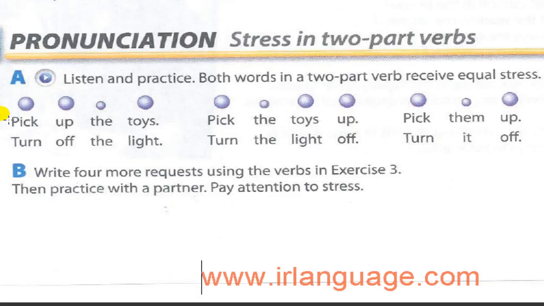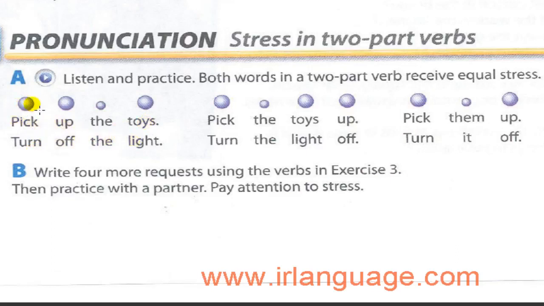Page 37, Exercise 4. Pronunciation. Stress in two-part verbs. Part A, listen and practice. Both words in a two-part verb receive equal stress. Pick up the toys. Turn off the light. Pick the toys up. Turn the light off. Pick them up. Turn it off. Listen and repeat. Pick up the toys. Turn off the light.